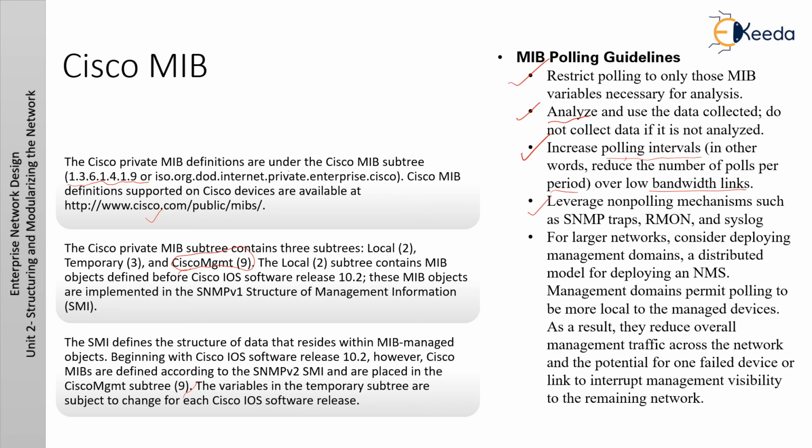Leverage non-polling mechanisms such as SNMP traps, Harmon, and Syslog. Traps really work well, instead of polling. For larger networks, consider deploying management domains, a distributed model for deploying an NMS. Management domains permit polling to be more local to the managed devices. As a result, they reduce overall management traffic across the network and the potential for one failed device or link to interrupt management visibility to the remaining network. So this is how polling is done.